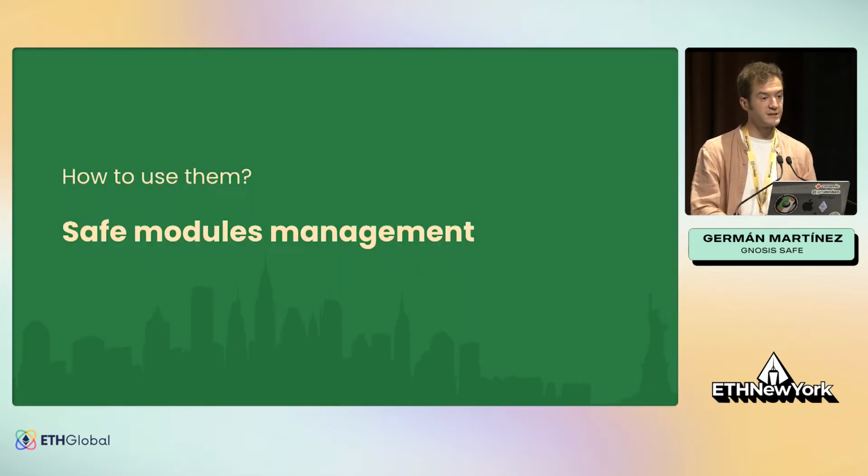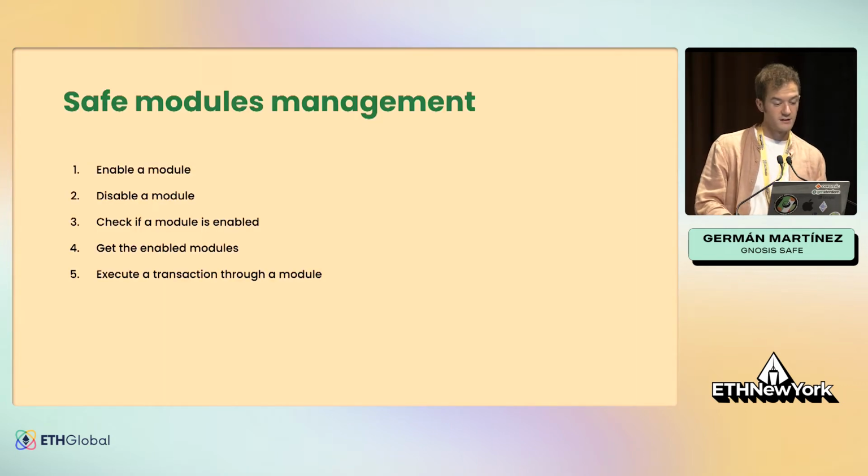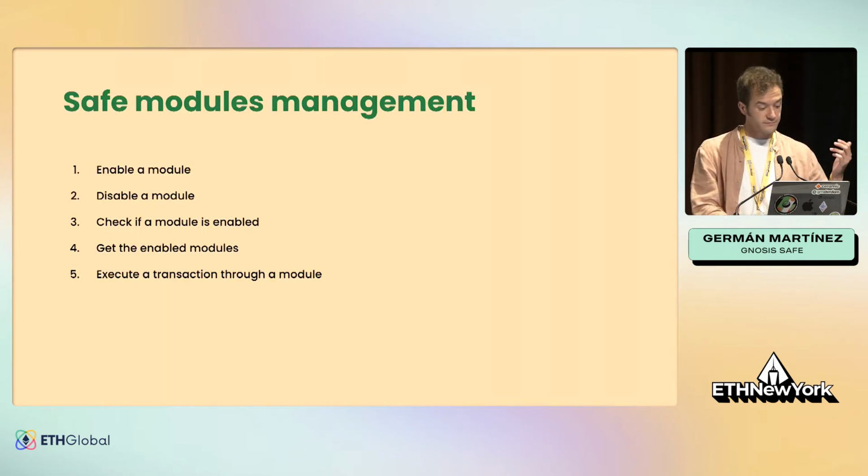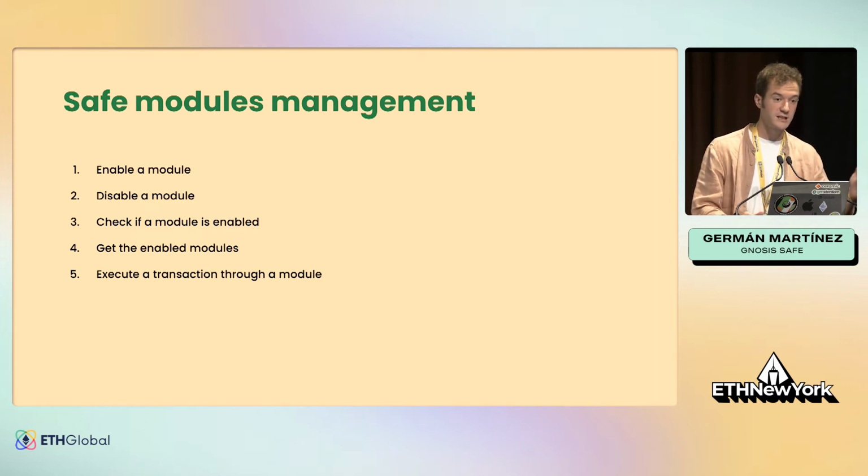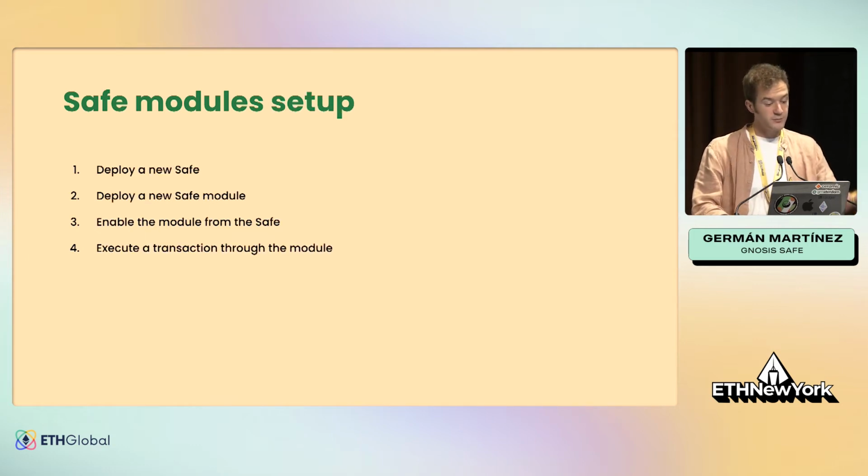So, how can we manage these modules and use them? The different operations that can be done are enabling a safe module, disabling it, checking if a module is enabled or not in a specific safe, getting all the enabled modules in a safe, and finally executing a transaction. For the setup, we would need to deploy a safe or use an existing one, deploy a safe module, or use an existing one if that module is built in a way that allows multiple safes to use it, and finally execute a transaction via that module.